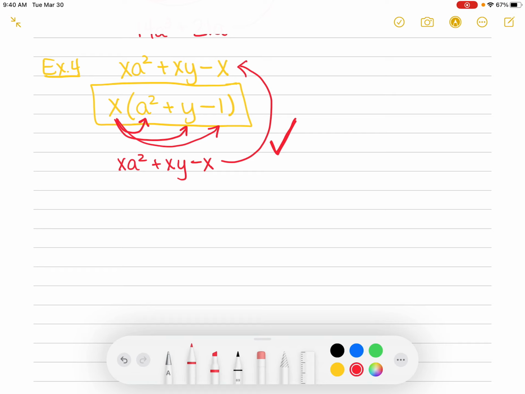Okay? And that's it for today. We will be doing a lot of factoring in this chapter. The chapter's name is Factoring Polynomials. So it gets harder from here. You need to be able to do this type of factoring first before you learn the other types of factoring.